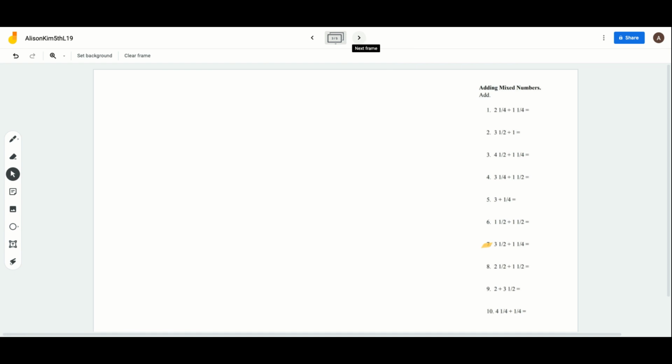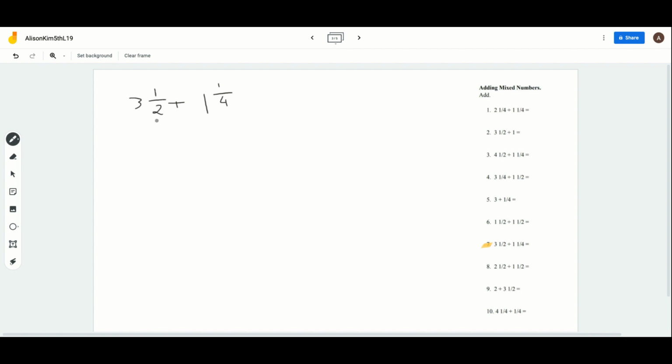Now we're going to do adding mixed numbers. We're going to do number 7 together. Number 7 gave us 3 and 1/2 plus 1 and 1/4. We're going to add the whole numbers and the fractions separately, okay? So we're going to start off with the fractions.